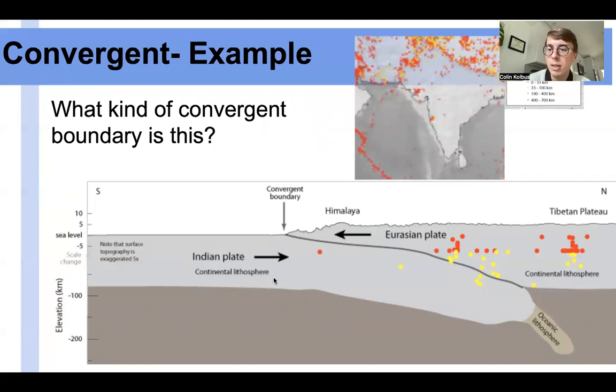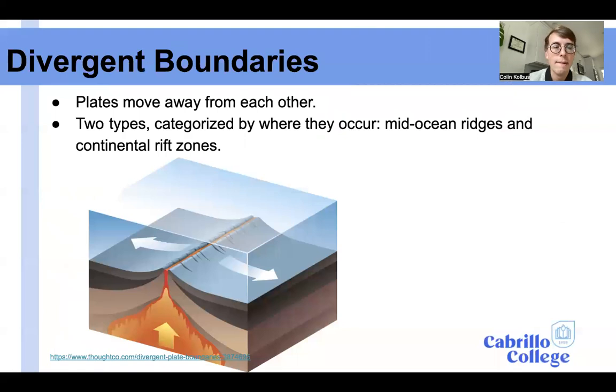We have the Indian plate and the Eurasian plate colliding and making the Himalayan mountains as a result. This may look like it's subducting, but if it was subducting, we would see a large arm of the plate going into the Earth's mantle. So that was our convergent boundaries. We have subduction zones and collision zones.